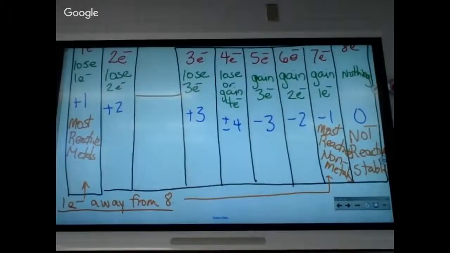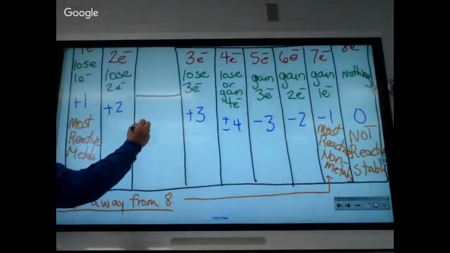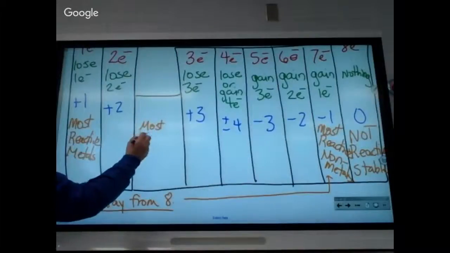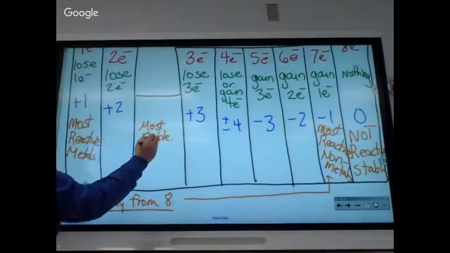Now, based on that rationale, the closer you are to 8, the more reactive you are. Who would then be the next most reactive? Group 2 and group 16. So it generally goes from the outside to the inside. So where would the most stable metals be on the periodic table? The transitions are the most stable metals. There are your most stable metals.